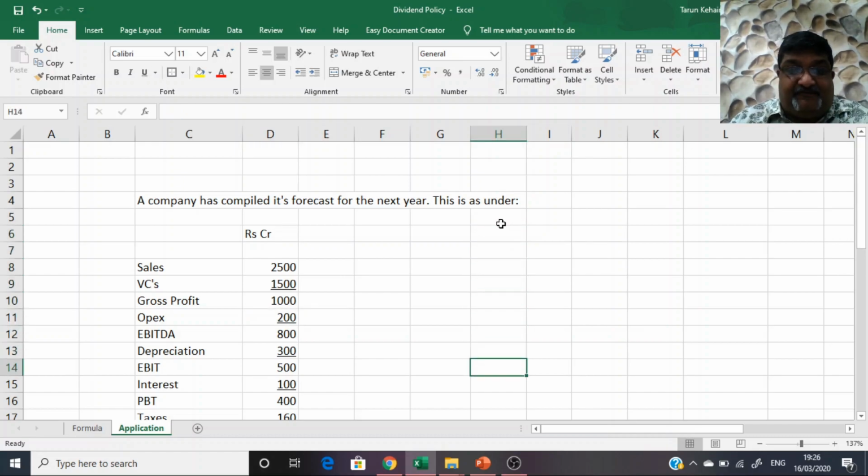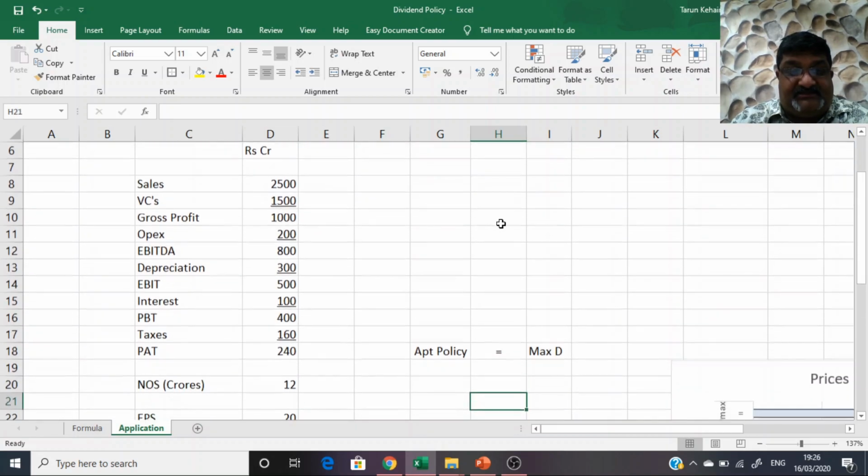So let's look at a forecast that the company has compiled for the next year. So you have your P&L in front of you. It's the sales of 2,500 crores, 1,500 crores of variable costs and direct costs, giving you a gross profit of 1,000 crores, 200 crores of OPEX, giving an EBITDA of 800 crores, 300 crores of depreciation, giving an operating income of 500 crores, 100 crores of interest, giving a profit before tax of 400 crores, assuming a tax rate of 40%. Your tax liability provided in the books is 160 crores, giving a PAT of 240 crores.